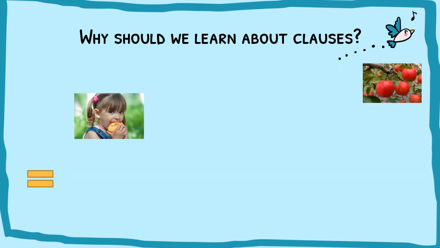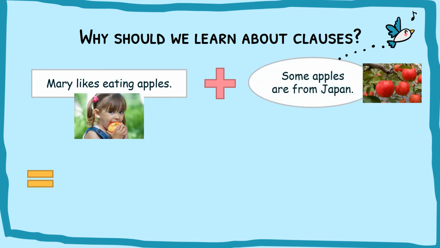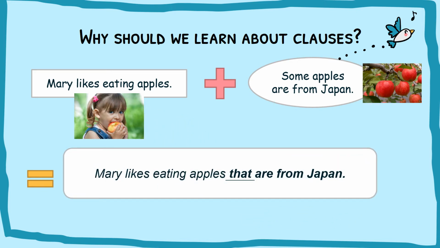Now, why should we learn about clauses? There are two sentences. The first one, you know it. Mary likes eating apples. The second one, some apples are from Japan. So imagine if we are going to express these two meanings in one sentence. That means we are going to combine these two sentences. What will the new sentence be? How will it look? Here is how it looks.